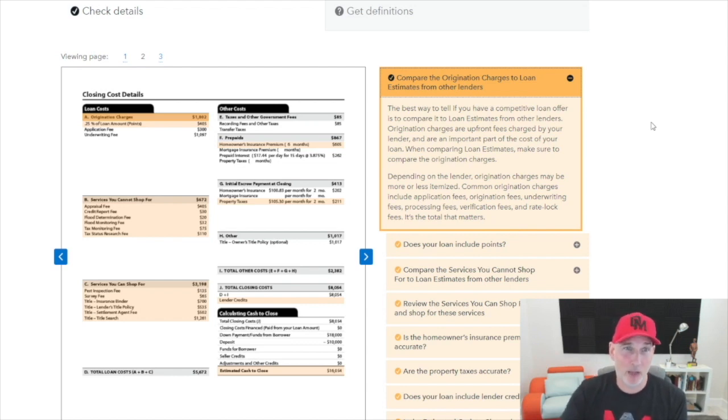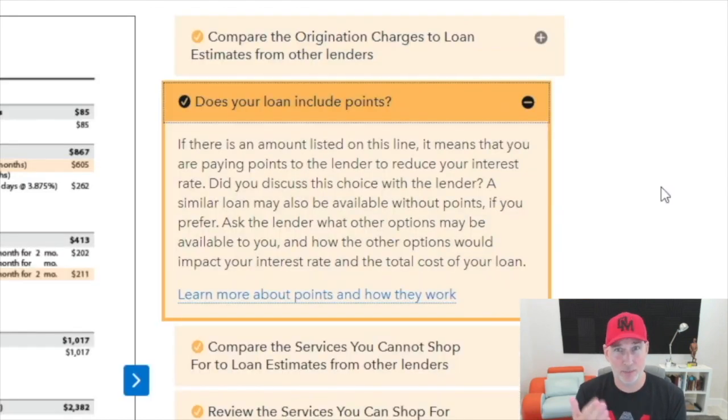But under the origination charges, it's broken down into points, and then any other fees that the lender's charging, these are going directly to the lender. So the first thing to check on this page is, does your loan include points? If it does, it means that you're typically buying your loan interest rate below market. Okay, and that's going to be listed there.